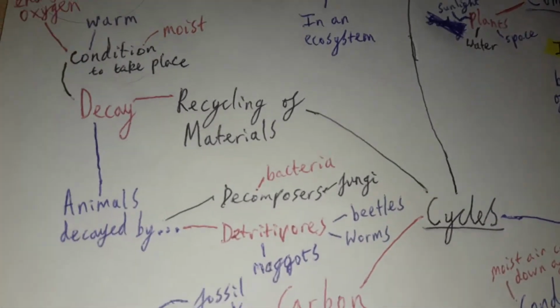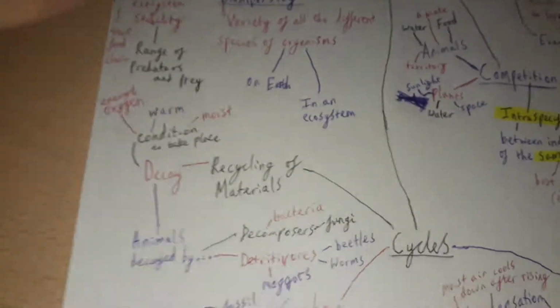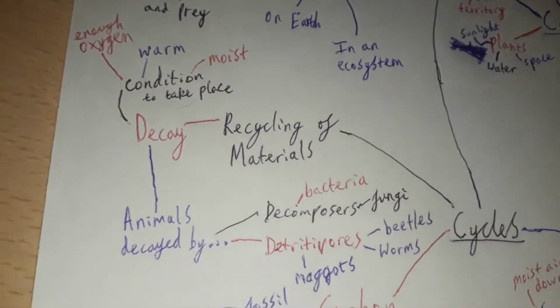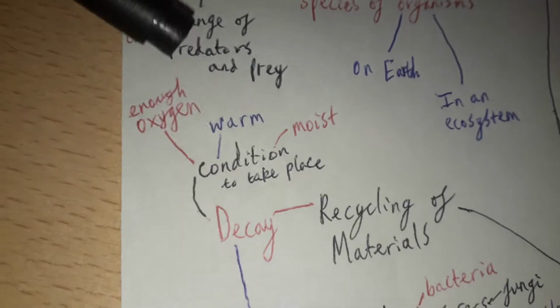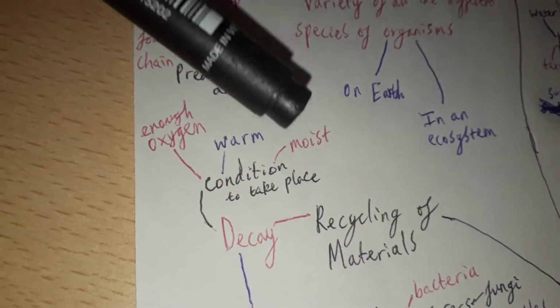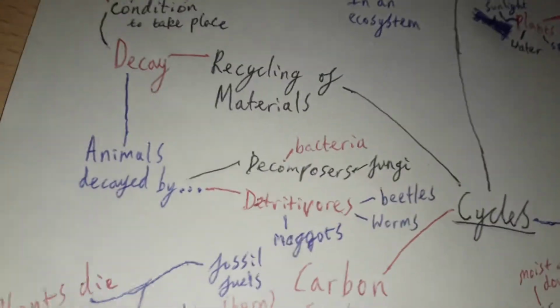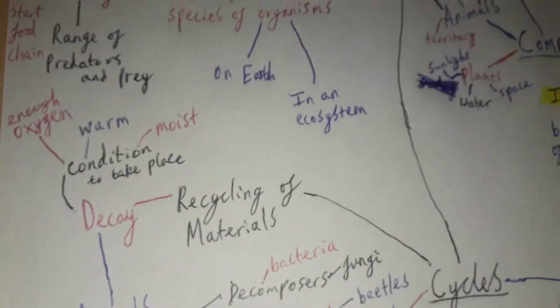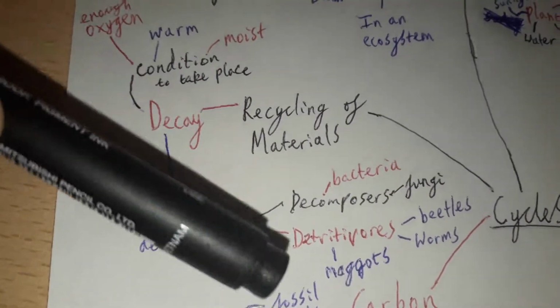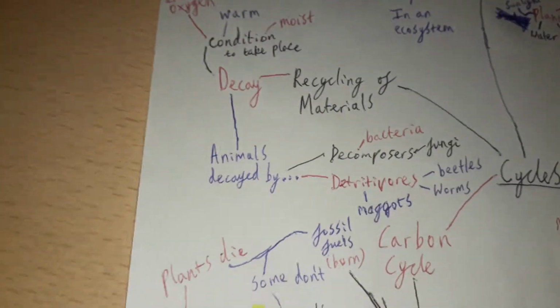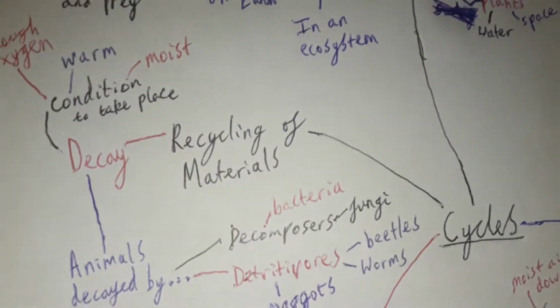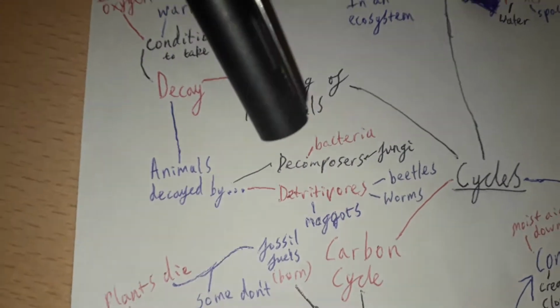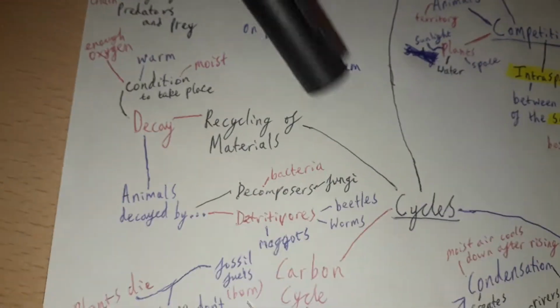Let's look at decay. There are certain conditions that are needed for decay to take place. They need to have enough oxygen, they need to be warm, and they need to be moist. So how are animals decayed? They're decayed by decomposers and detritivores. Decomposers are things like bacteria and fungi, and detritivores are things like maggots, worms, and beetles.